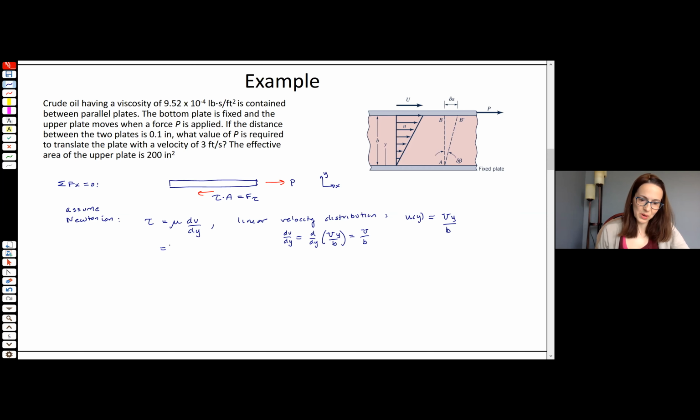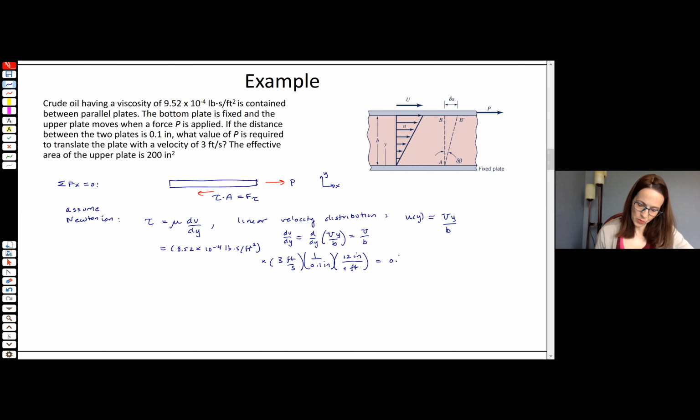So tau is equal to our viscosity, which the value is given, 9.52 times 10 to the minus 4 pound second per feet squared, times, sorry, I'm skipping lines here, times 3 feet per second, which is our capital U, over 0.1 inches, right, which is our b. And then we've got to do a units conversion, right, because 12 inches is 1 foot, because we've got inches here for our length scale, but our viscosity involves feet. So we've got to do that conversion.